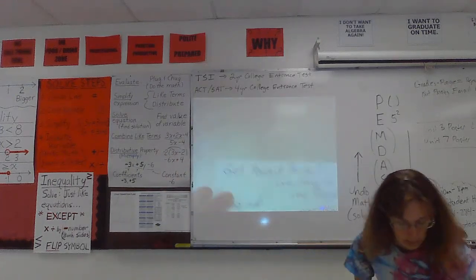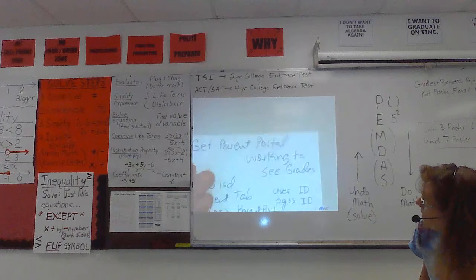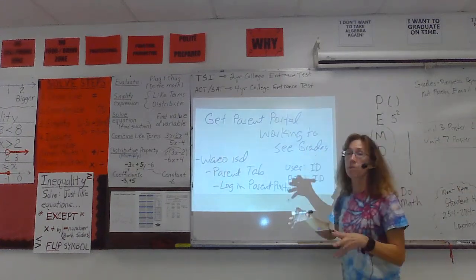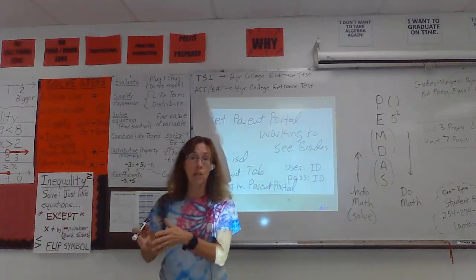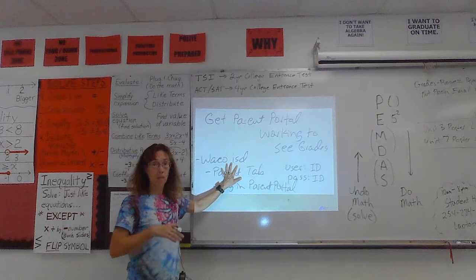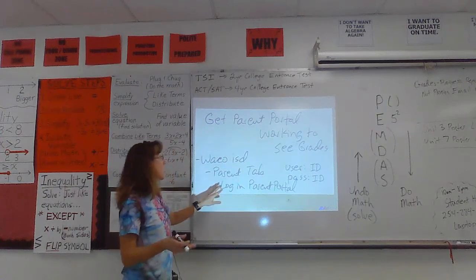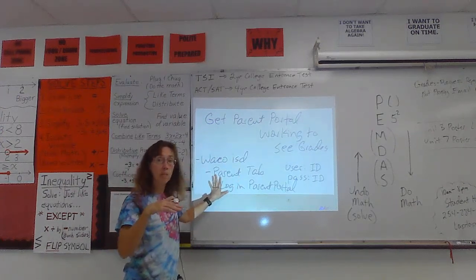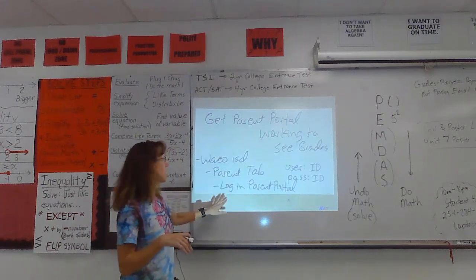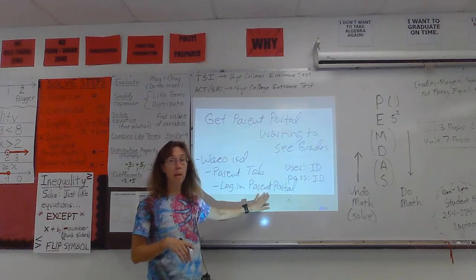Now, next, how do you get into Parent Portal? Well, that's a very good question. I'm glad you asked. This will let you see all of your grades, every individual little grade for each of your teachers. So you need to go to Waco ISD's website, wacoisd.org. Look across the tabs at the top and find something that talks about parents or family, and you're looking for the parent information. Somewhere under there should be a login for Parent Portal.